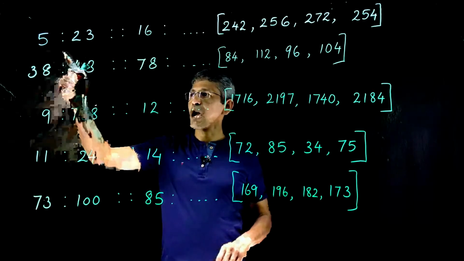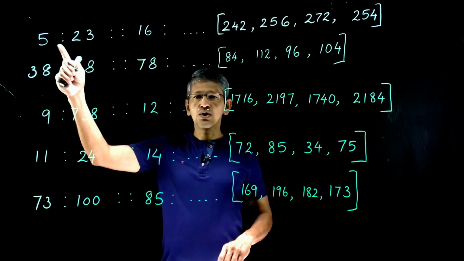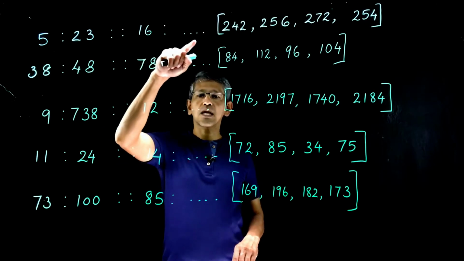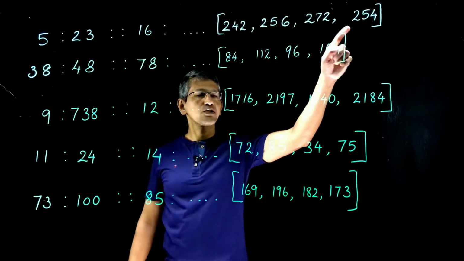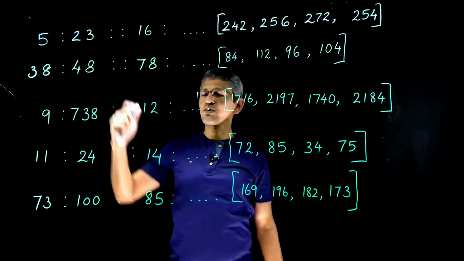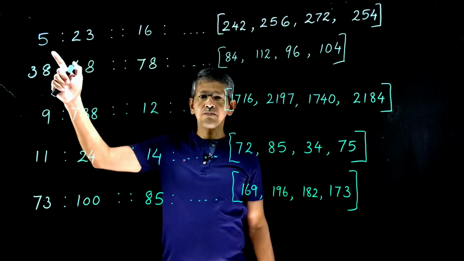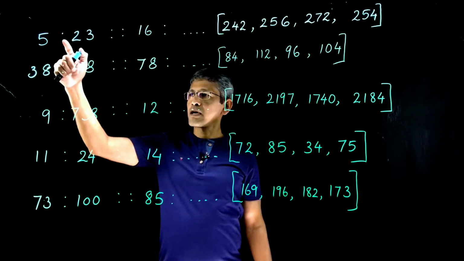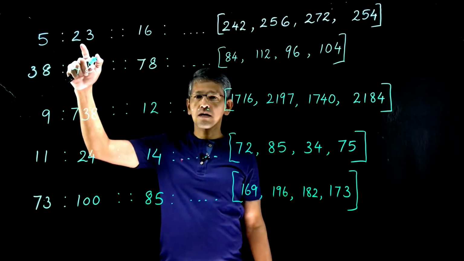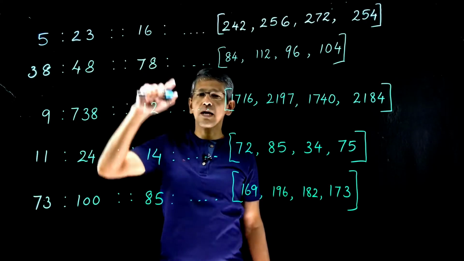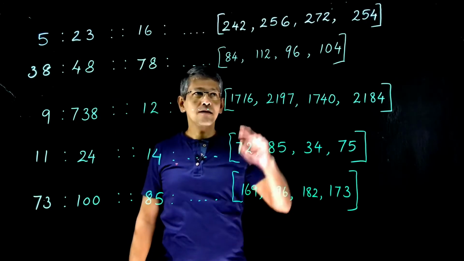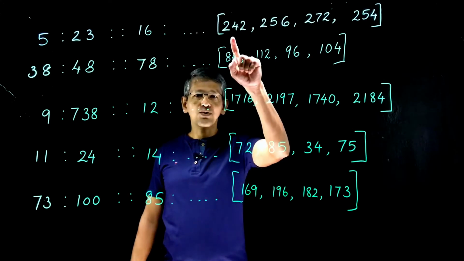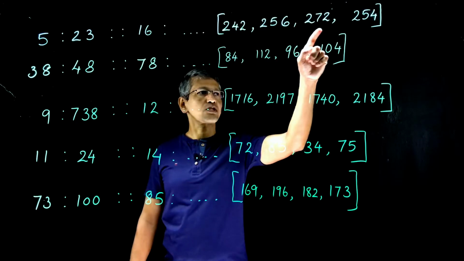The first question we have: 5 is to 23. So 5 is connected in some way to 23. In the same way, 16 is connected to what? You have the answer choices here. Let's look at it. 5 and 23, what's the connection? The first thing we see is 5 plus 18 is 23, correct? In the same way, 16 plus 18, what is that? We don't have that answer here. So the answer choices are 242, 256, 272.